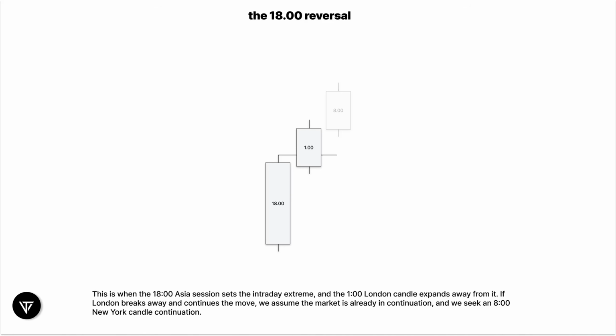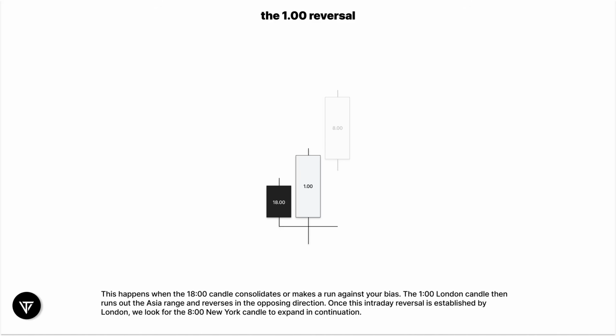If London breaks away and continues the move, we assume the market is already in continuation, and we seek an 8 New York candle continuation. Number 2, the 1 reversal. This happens when the 18 candle consolidates or makes a run against your bias.